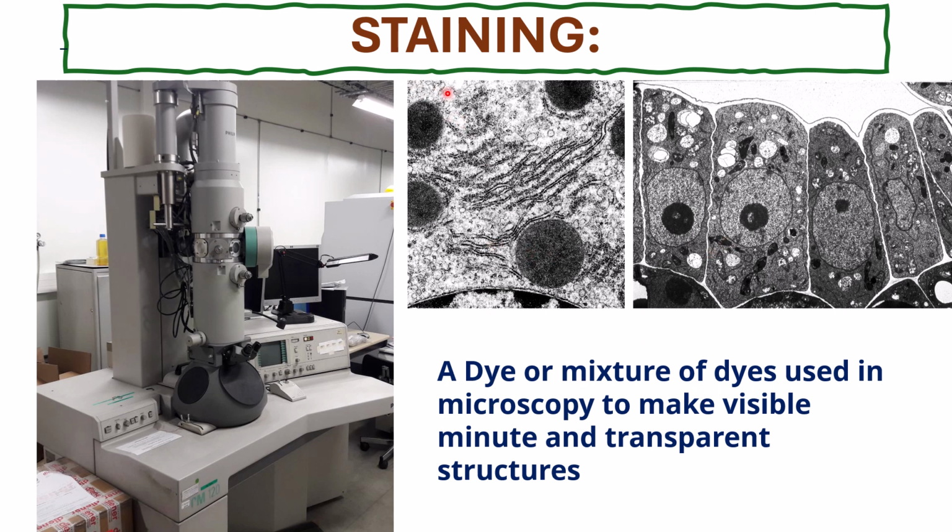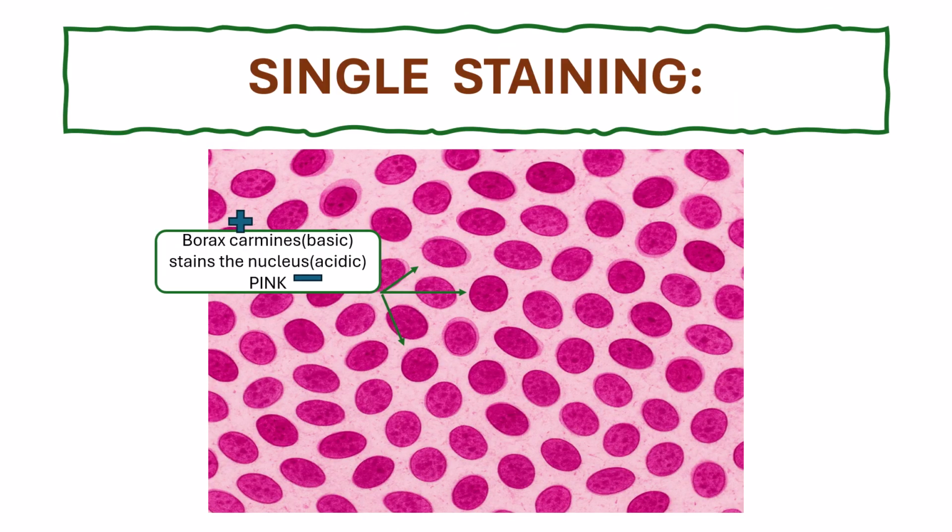So what is staining? Staining is the use of stains. It is a method in which a dye or a mixture of dyes is used to make the study of cells or cell organelles under a microscope easier, to make them visible, to make them show prominently. There are three types of staining. The very first type of staining is single staining. The principle applied here is that a basic stain having a positive charge is going to stain the acidic organelles having a negative charge.